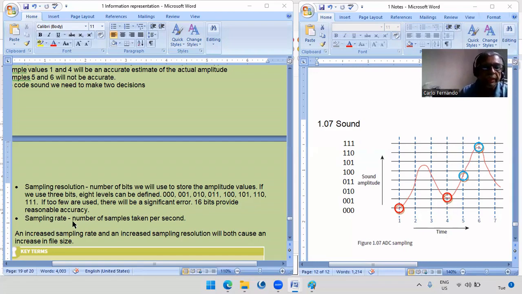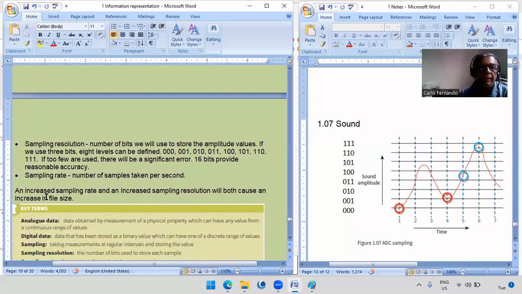Sampling rate, that's the other one. It's easy. Number of samples taken per second. So here in this case, 7. If 1 second is for this whole range, the sampling rate will be 7. That is not bits or anything, but the number of samples taken per second. 1 here, 1 there, like that, 7.